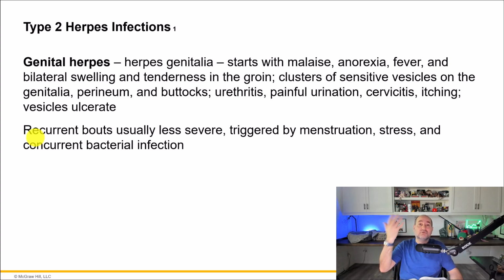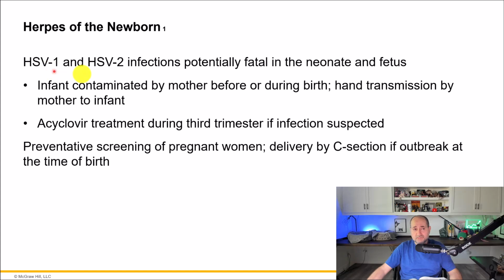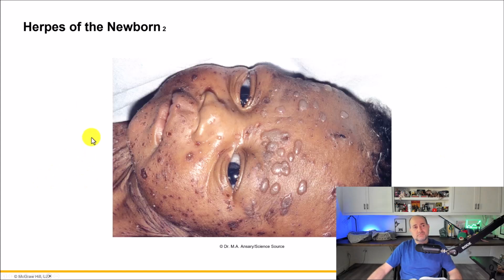But then the virus goes into that latent period in the ganglia, and then it can recur, right? And recurrent bouts usually are less severe than the first. They could be triggered by menstruation, stress, and concurrent bacterial infection. One thing to keep in mind is HSV1 and 2 infections are potentially fatal in neonates and fetus. So it's important for expecting mothers to have a preventative screening and delivery by C-section if an outbreak is present at the time of birth. Here you can see how this herpes infection can affect a newborn if those preventative measures are not taken.